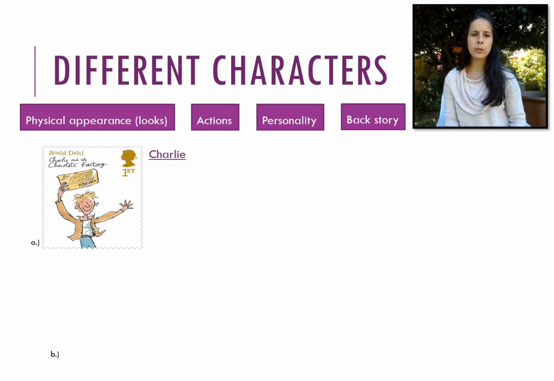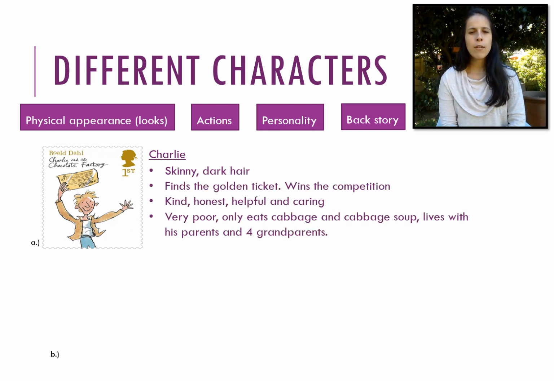Okay, so here's my small character sketch on Charlie Bucket. For his appearance, I said that he was skinny and had dark hair because that's what they say in the story. I know my picture shows that he's blonde, but in the story it does mention that he has dark hair. Next, for actions, he finds the golden ticket and wins the competition. Those are his biggest actions in the story.